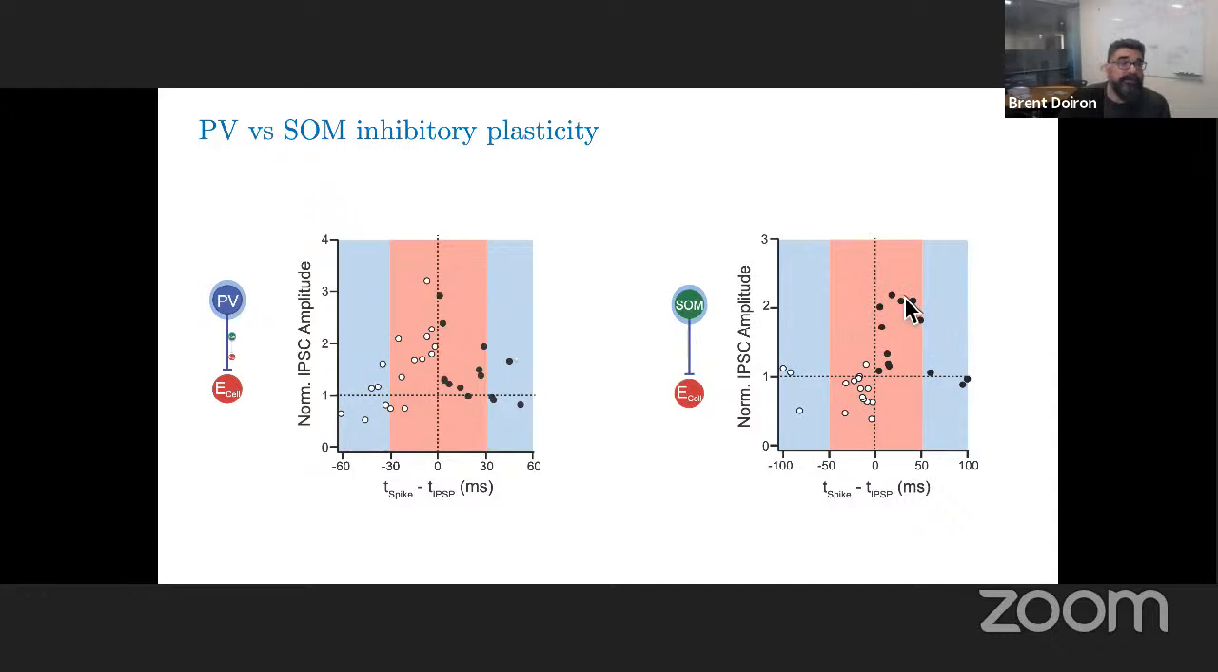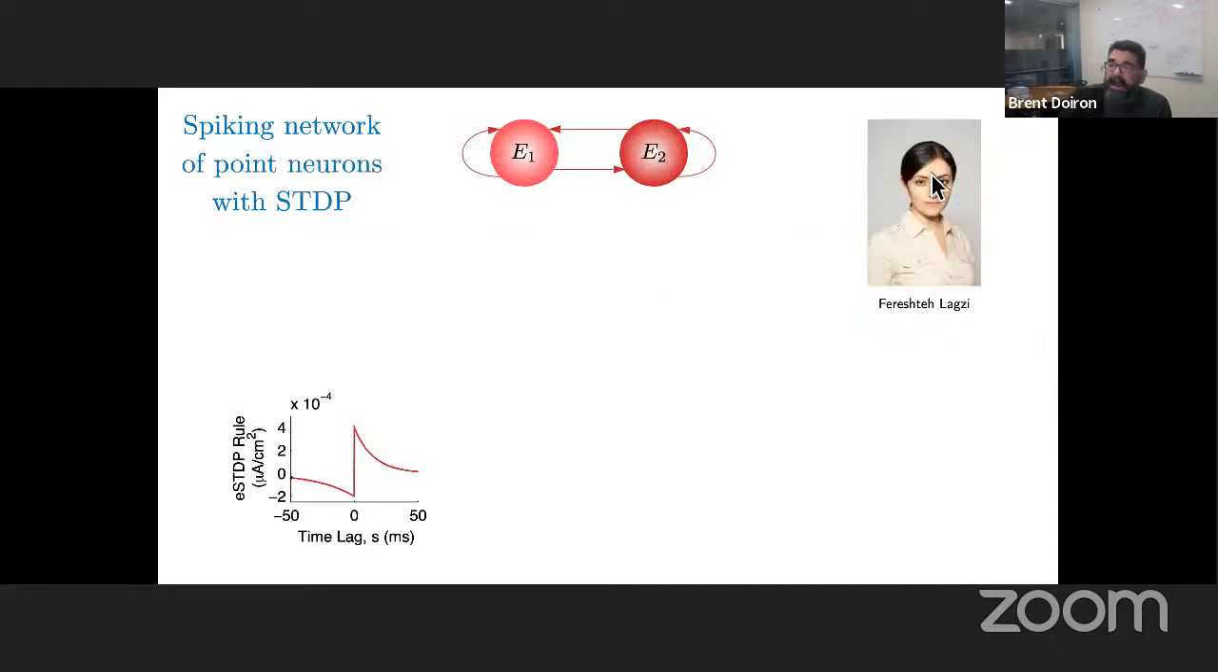And I'm going to want to explore the consequences of these different plasticity rules in a spiking network model where the goal is to embed assemblies into the system. So this was done by my ex-postdoc here, Freshta Lagzi, where she took a spiking network model and, I'm going to build it up here as we go along. What she did is she constructed a network where all of the excitatory connections were plastic with a standard sort of spike timing dependent plasticity Hebbian rule.